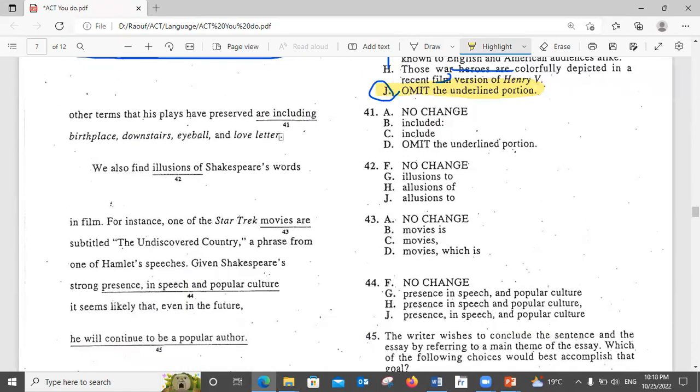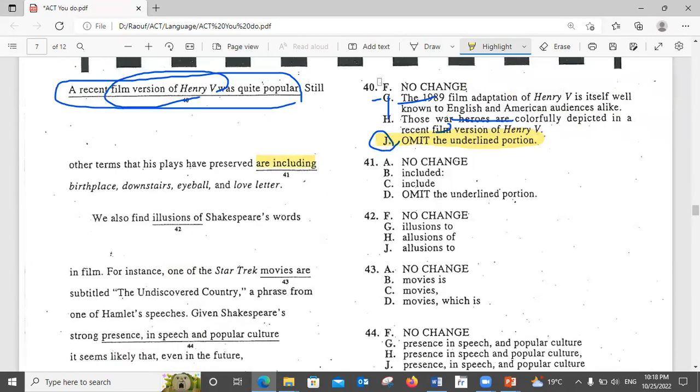41: including, this is present continuous. Do we need it? Let's check. Still, other terms that his plays have preserved include. I cannot use the word include with a colon. And I cannot omit it, because if I say have preserved this, no, sorry, because this is not the verb. The verb is here. Other terms that his plays preserved include. I need the verb here to be include because it's about the present. It's a fact. So it should be expressed with present simple. So the correct answer for 41 is C.